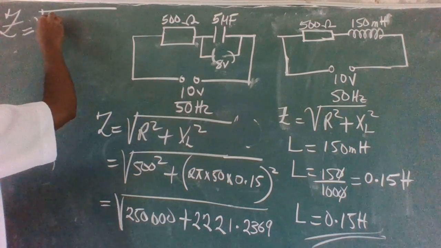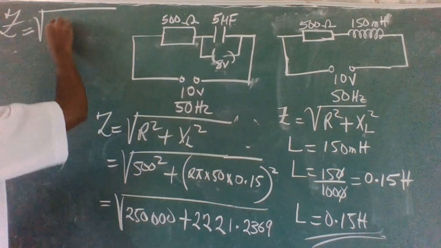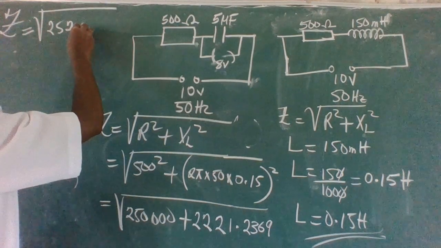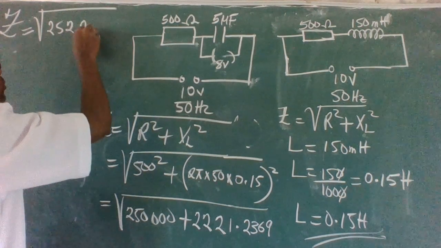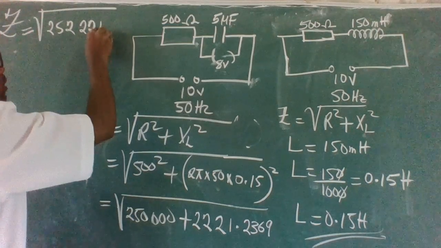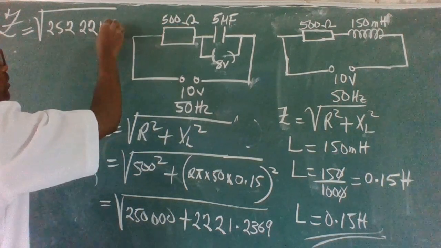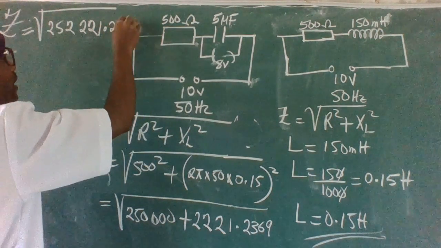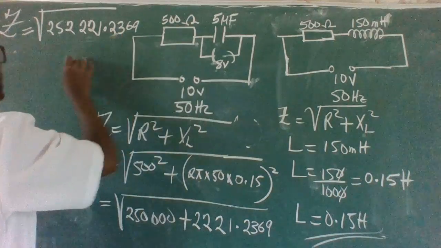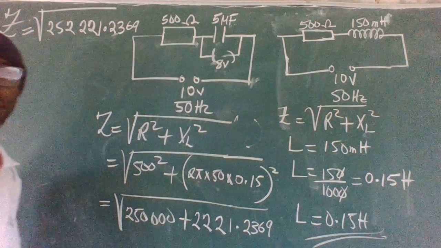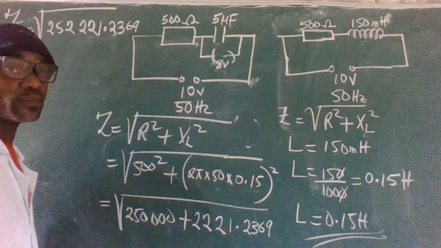2 what? 2, 5, 2, 2, 2. 2 again. Yes. 2, 2, 1 point what? 2, 3, 6, 9. 2, 3, 6, 9. Yes, sir. Can we find the square root this time around? Yes, sir.